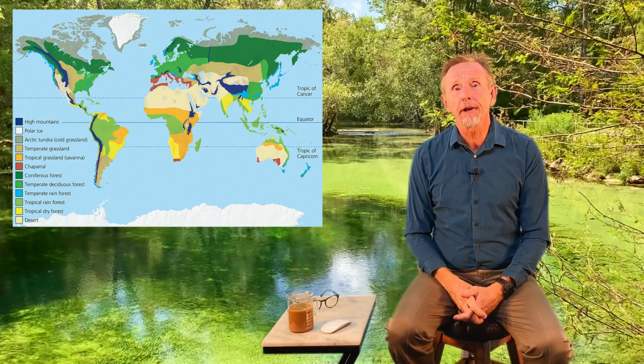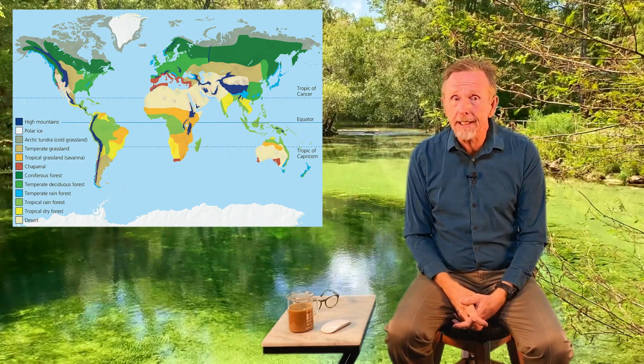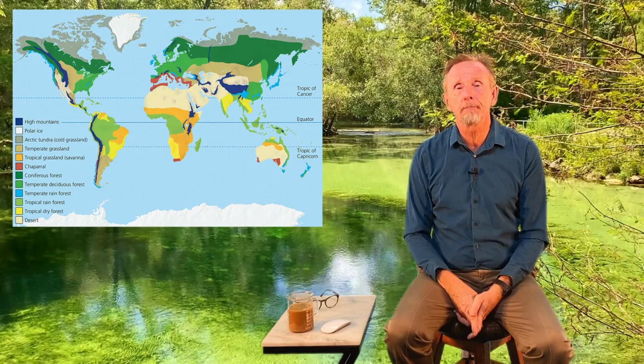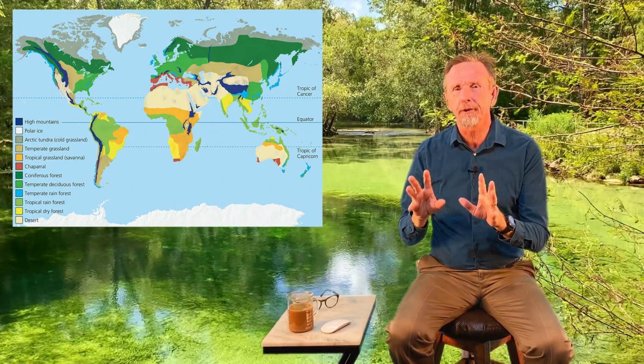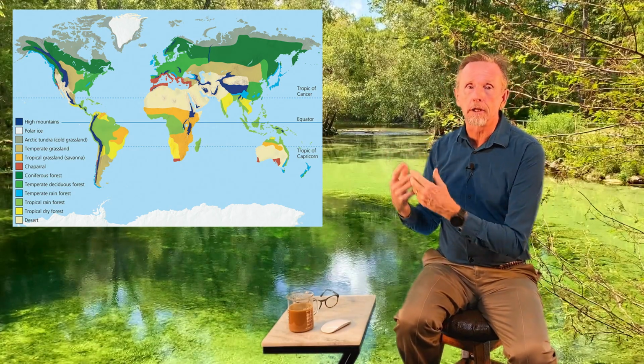So this map shows very hard lines, and by and large, this is where we find these types of biomes. Once again, you start getting in close, and it gets more fuzzy. They're not as uniform as they might look.